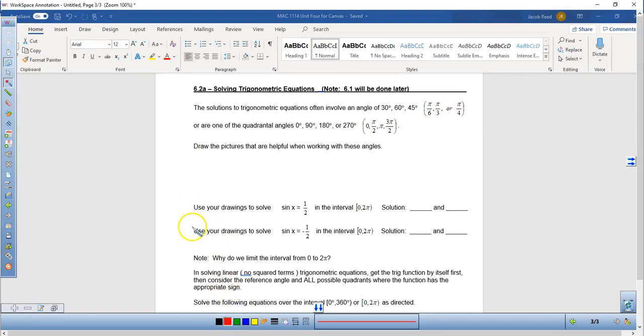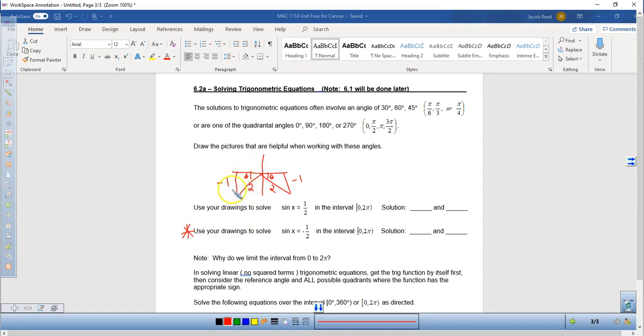But what if we want to talk about this down here, sine of x being negative 1/2? Well, if we were using quadrant 1 and quadrant 2 for the first one, clearly in this one we're going to be talking about quadrant 3 and quadrant 4. This is where sine can be negative. This is negative 1 and then 2. This is negative 1 and 2. But I need to know theta.